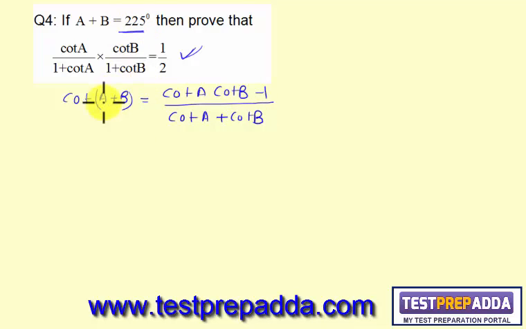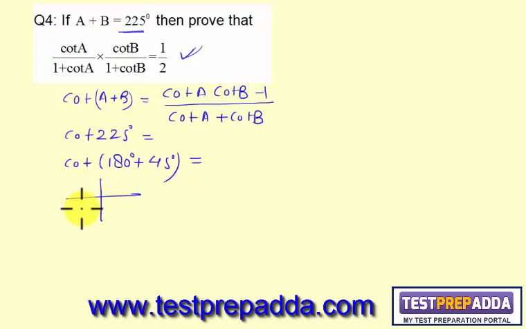Now, since the angle 225 degree is given, I can substitute here cot 225 degree, which can be written as cot 180 degree plus 45 degree. Now 180 degree plus 45 degree, this angle will fall into the third quadrant. And if you recall, from school to college, in the third quadrant, tan and its reciprocal cot, the two will be positive. So here the value will be plus, and cot 180 plus something means cot will remain cot. So cot 45 degrees, the value comes 1.